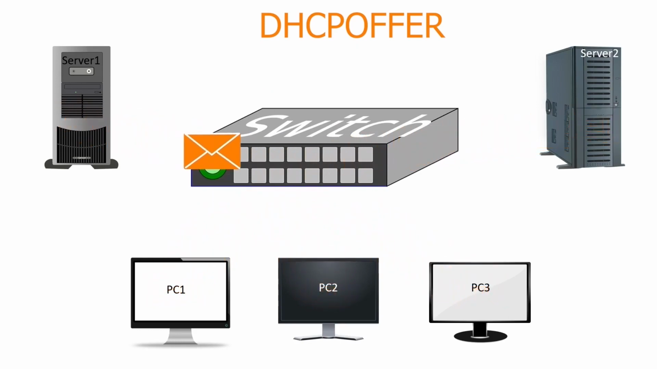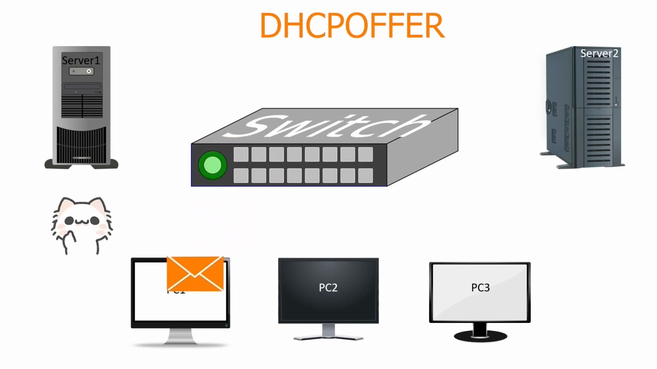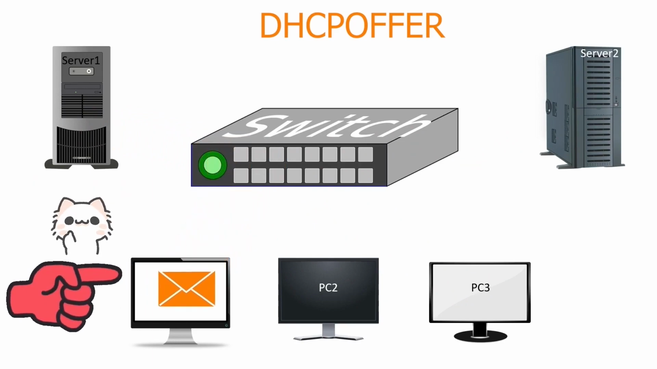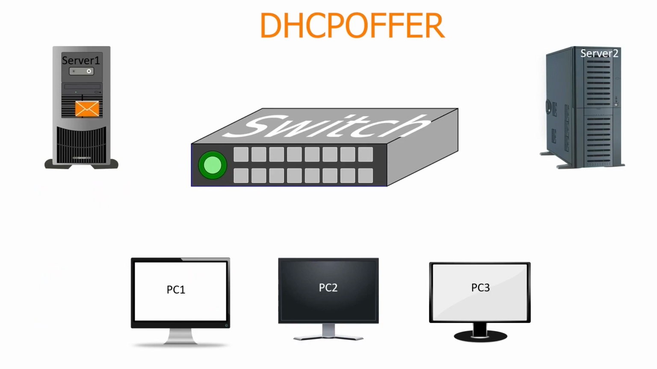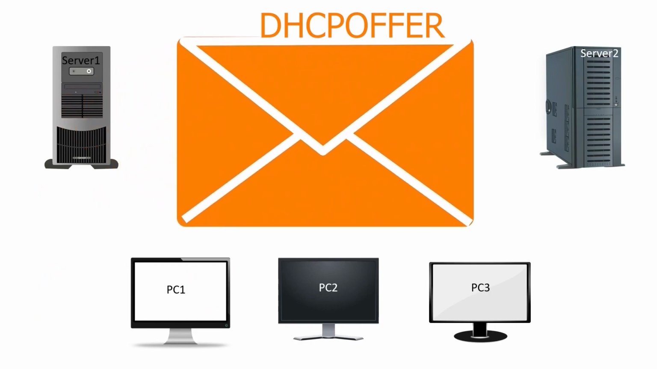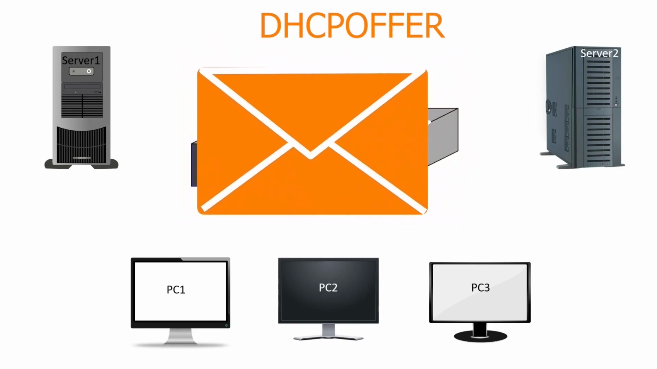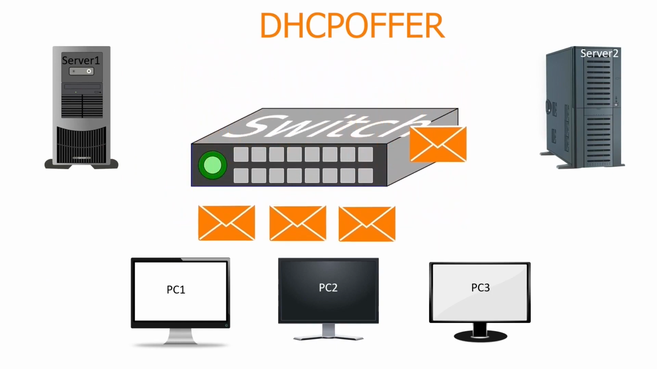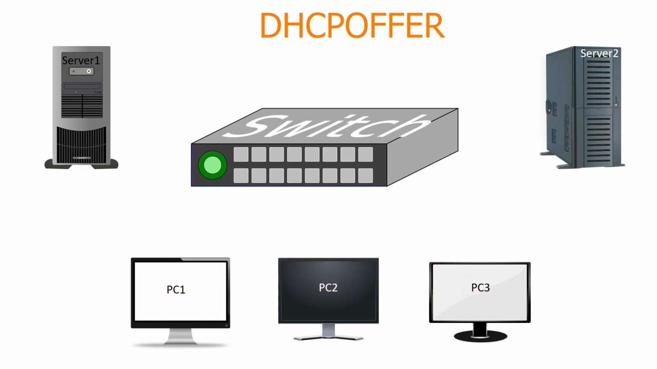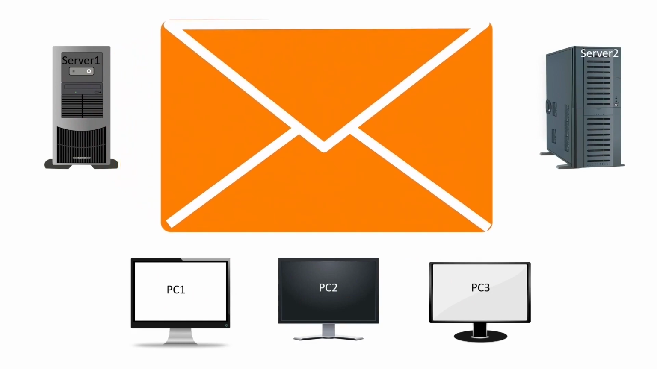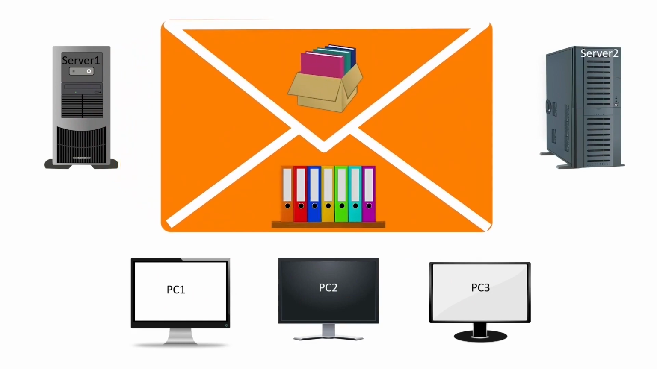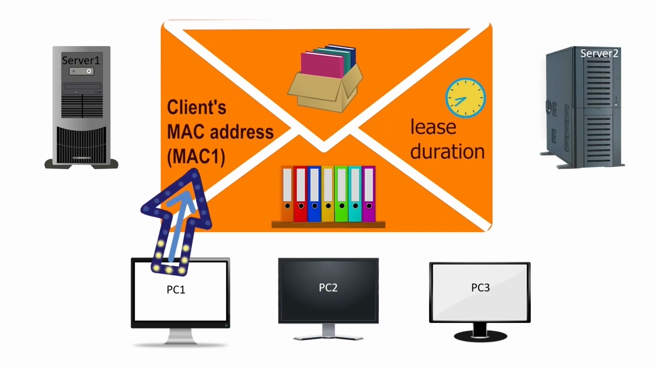Since the client does not have an IP address, the DHCP server cannot send the DHCPOffer message directly to the client. It sets the destination address to 255.255.255.255. In other words, a DHCP server also broadcasts the DHCPOffer message to the local network. The DHCPOffer message contains an IP configuration and protocol-specific information such as the lease duration and the client's MAC address in the client ID field.